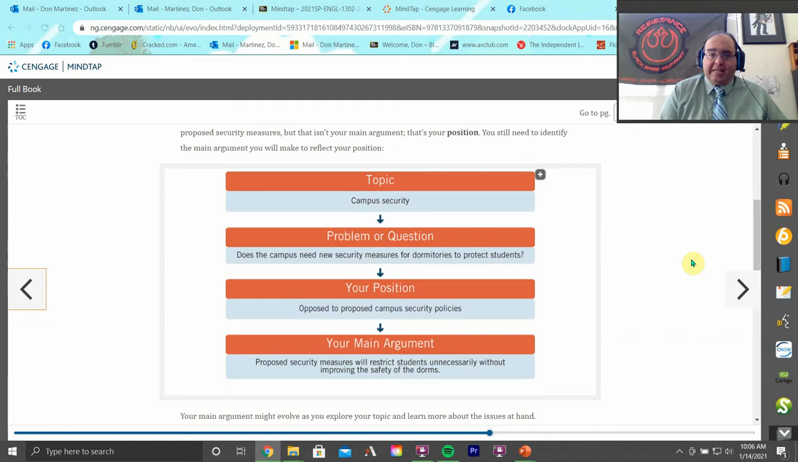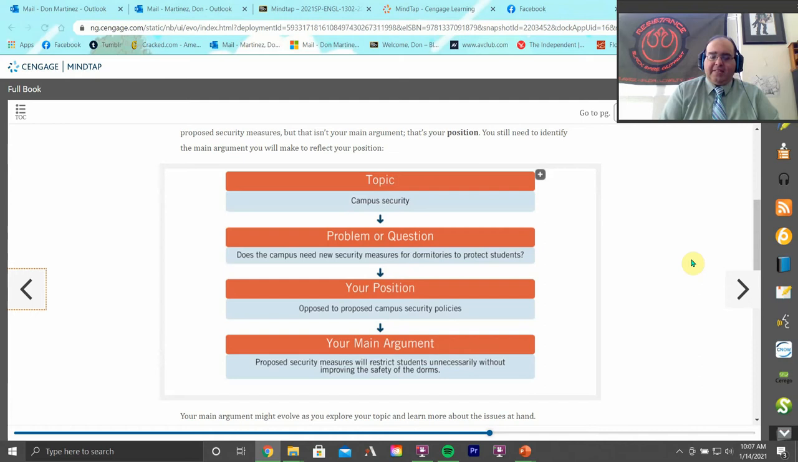So, topic campus security, problem or question, does the campus need new security measures for dormitories to protect students? Third part, your position, how do you feel about it? You are opposed to proposed campus security policies, okay? In this case, we're dealing with a campus that is going to enact more restrictive security policies, okay? Maybe they're requiring a lot of ID checks, maybe they're doing some lockdowns, something like that, okay? That gets us to the fourth part of this, which is the main argument. Proposed security measures will restrict students unnecessarily without improving the safety of the dorms, okay?